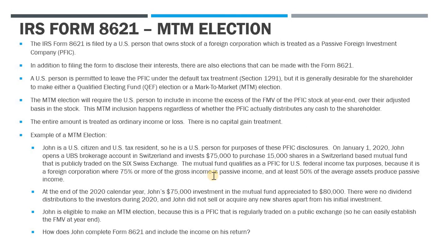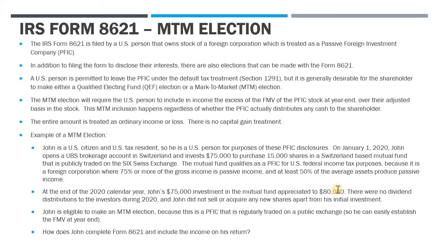So a lot of, let's say, hedge funds are organized as private companies. They issue stock to investors. They are not publicly traded. So for a private hedge fund like that, that's a PFIC, you can't make an MTM election, but you could make a QEF election. Right, so the MTM election is just available for PFICs that are publicly traded on exchanges. Okay, very important to remember. So at the end of the year, what happens? Well, John's $75,000 investment appreciated to $80,000.